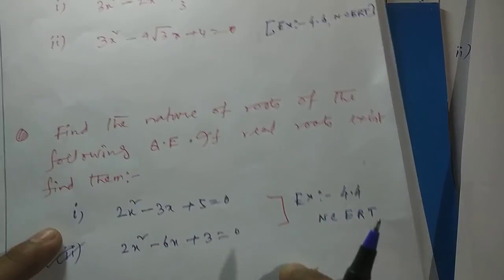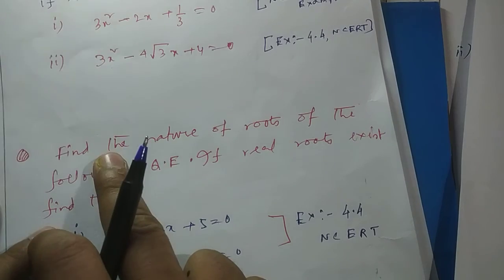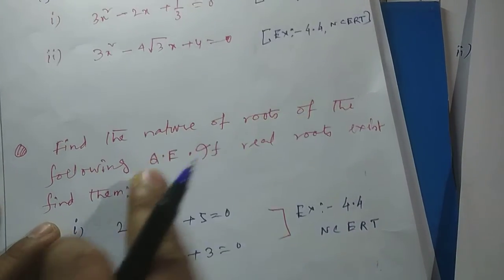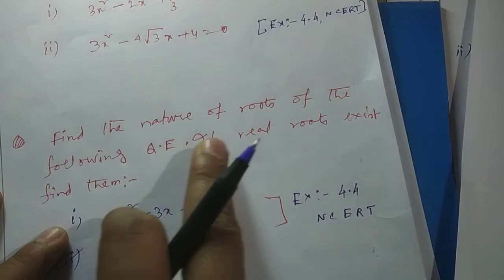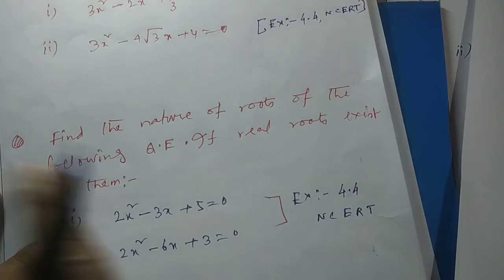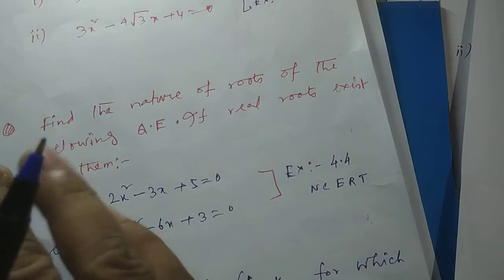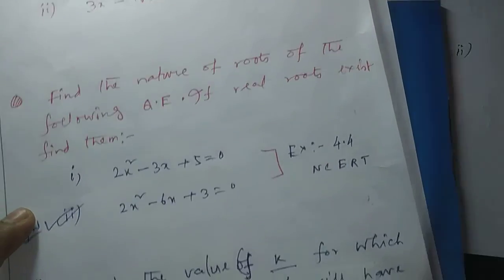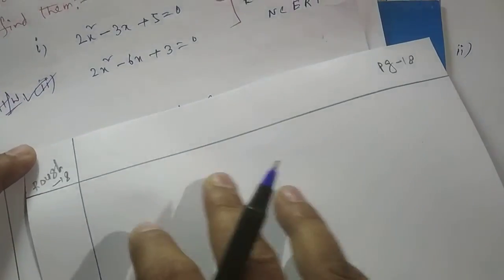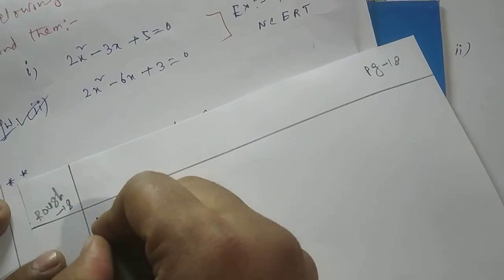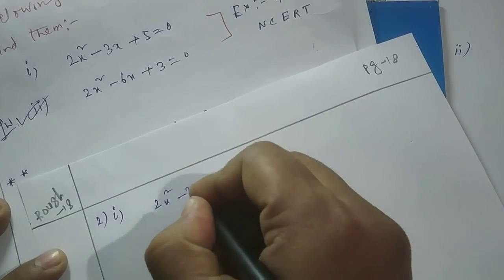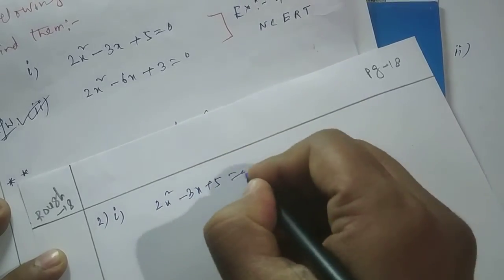Now let us come to question number 2. What is told here? Find the nature of the roots of the following equations. If real roots exist, find them. That means we have to find the nature of the given equations' roots. First, let us write the question. Question number 2, part 1: 2x square minus 3x plus 5 equal to 0.